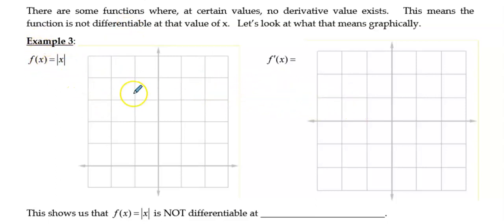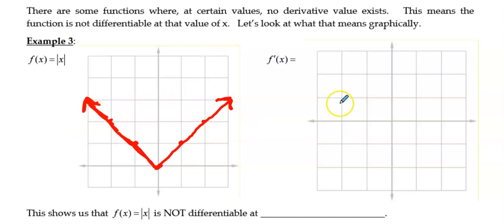So let's graph the function, the absolute value of x, on our graph right here. Again, my lines are horrible, but you get the idea. So here's our graph for the absolute value of x. We don't really know how to take the derivative of the absolute value of a function. What we can do is look at the slopes of the tangent lines over that interval and then graph them over here.